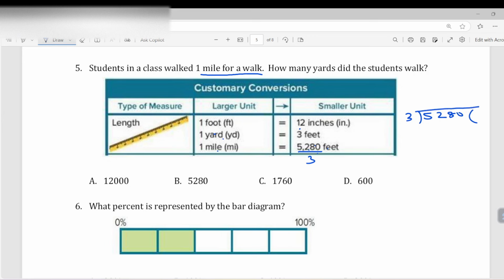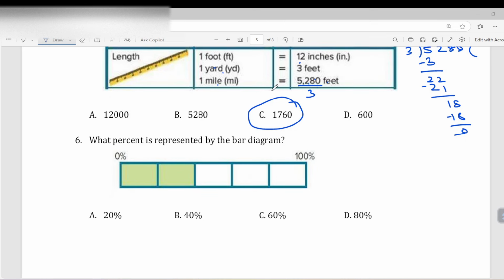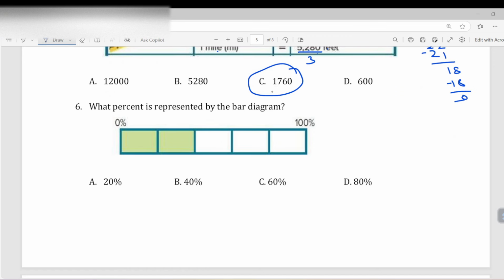5280 divided by 3. 3 into 5 is 1, 5 minus 3 is 2. With this 2, 3 sevens are 21, minus 1, 8. 3 sixes are 18 minus 18, 0. What about this 0? This 0 you have to write here. So that's it. How many yards in a mile? In a mile, there are 1760 yards. That's it.